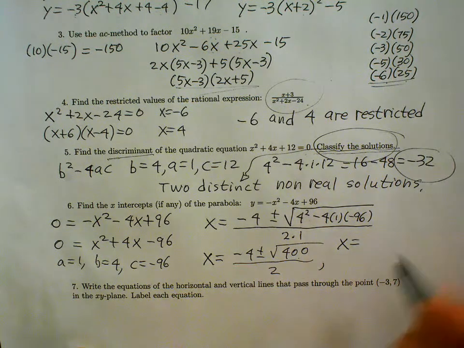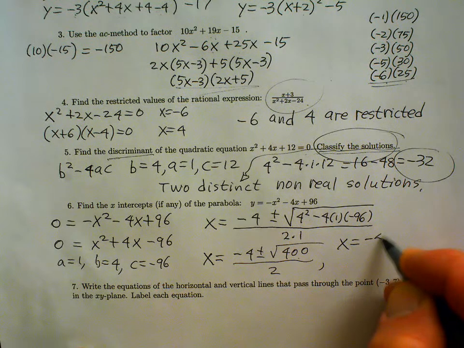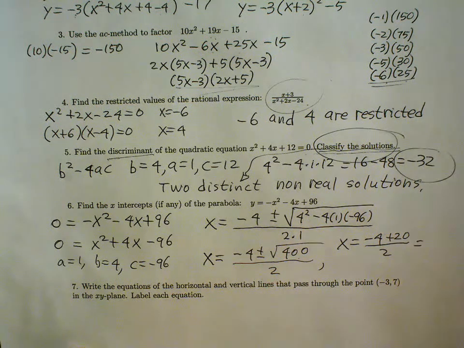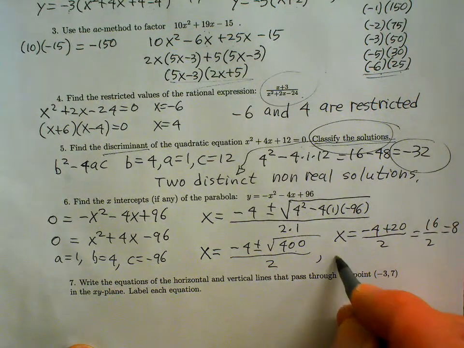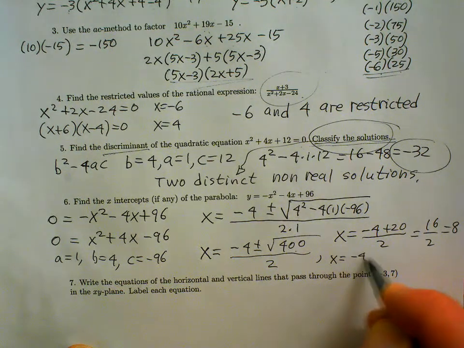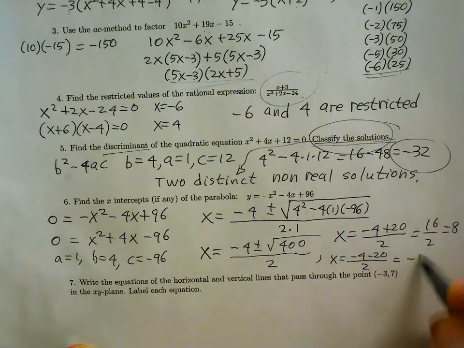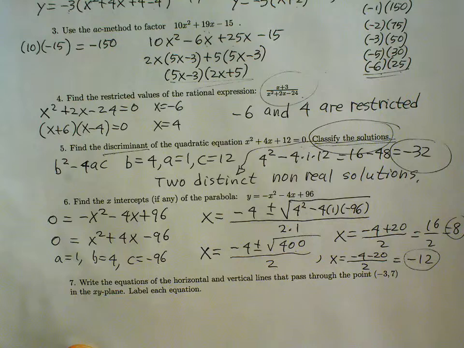So one solution is -4 plus 20 over 2, or 16 over 2, which is +8. And the other solution, -4 minus 20 over 2. -24 over 2 is -12. So +8 and -12 are the two solutions.